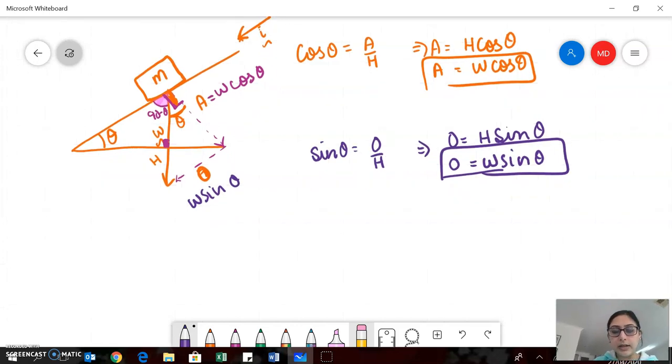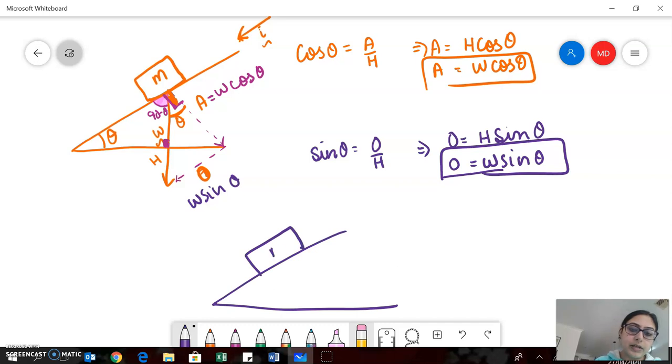So in any inclined plane problem, the first thing you do is, when you have a mass, you know that the weight acts vertically downwards. The component of the weight that balances the normal, because normal we know acts 90 degrees to the surface, so the component of the weight that is balancing the normal is w cos theta.